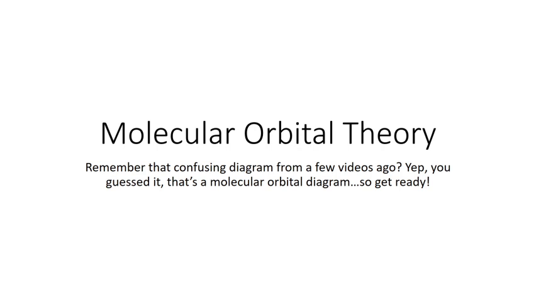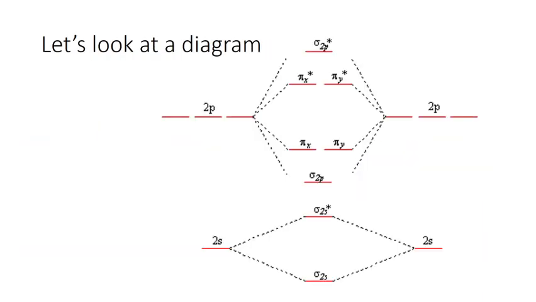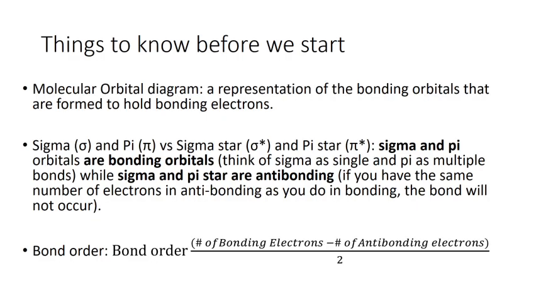All right, so today we're going to be talking a little bit about molecular orbital theory and some molecular orbital diagrams. So, things to know before we start. A molecular orbital diagram, which we will look at in just a second, which I think you have seen in a previous video, is a representation of the bonding orbitals that are formed to hold bonding electrons. So, these are slightly different from your atomic orbitals, but only in that they are used for bonding and so will overlap between two elements.